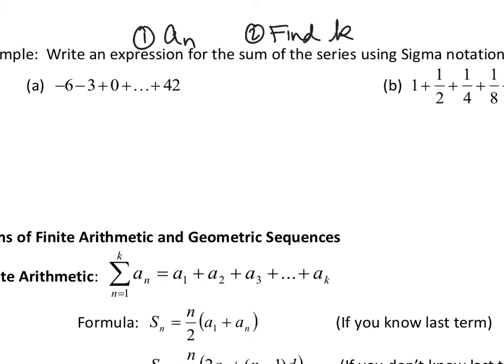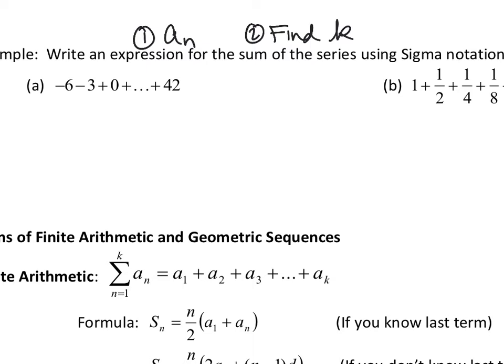Because letter A is indicating that we are adding a partial sum from obviously the first term, because that starts it off, through some other term. So we need to know what number 42 is in this sequence, because we don't know what term number it is.